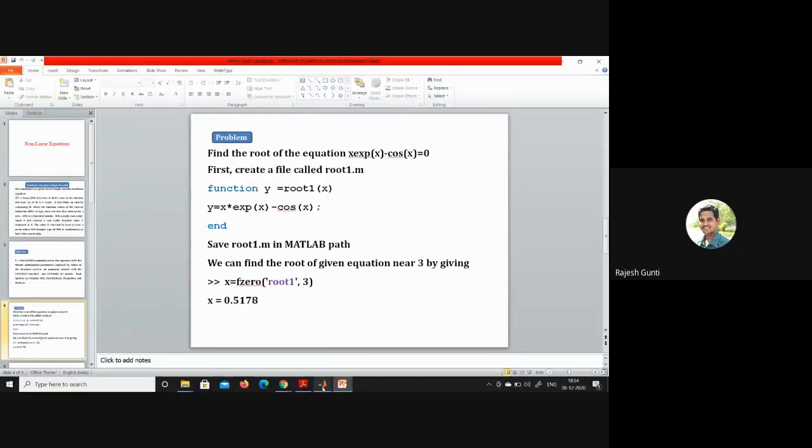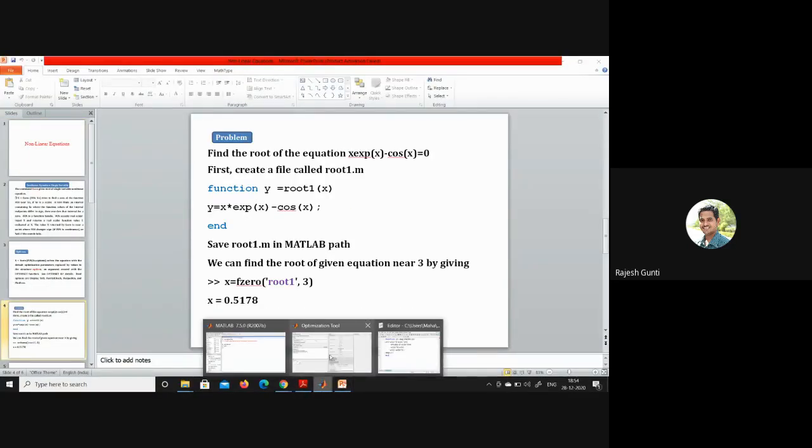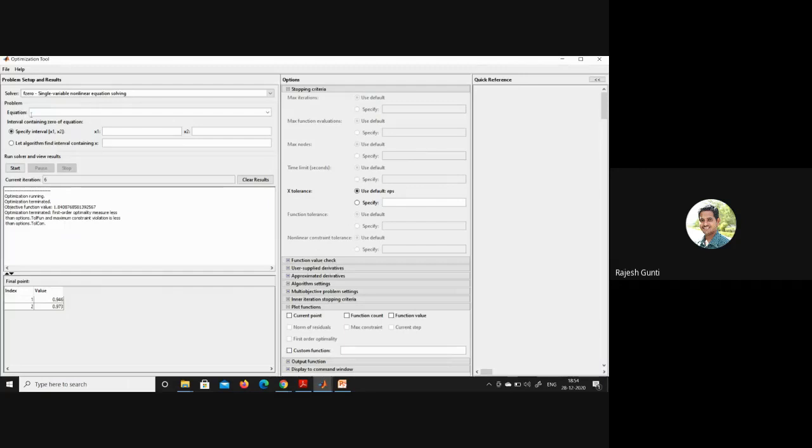We can straight away open the Optim toolbox. We have to enter this equation here and the starting point. For a single variable non-linear equation, we give a single variable starting point or an interval. If it is an interval, we'll mention that, and if it is a starting point, we'll mention that, only one point.